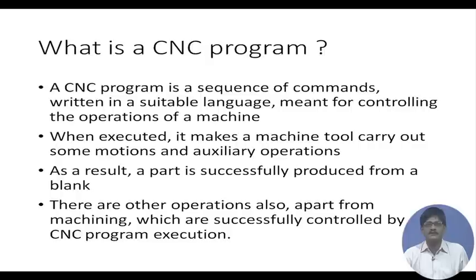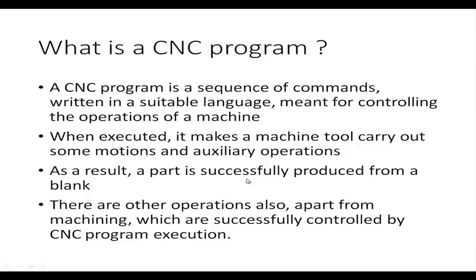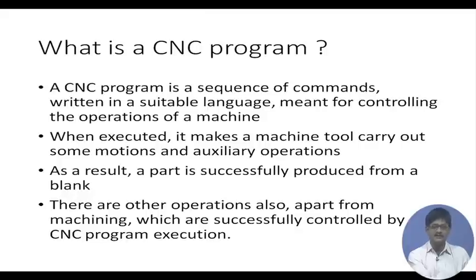Generally by motions I have meant here, say a fast motion to approach a particular point, and then say starting a linear cut at a controlled rate, then taking circular cuts either clockwise or counterclockwise at a definite feed rate, and also there can be auxiliary operations for tool changing, for changing a job and bringing in another pallet containing another blank, like that. And this way, when a program is executed, it will ultimately lead to a part being successfully produced from a blank. And a CNC program does not necessarily mean that it is only for controlling the operations of a machine tool, but it can be employed for controlling other general purpose machines as well.